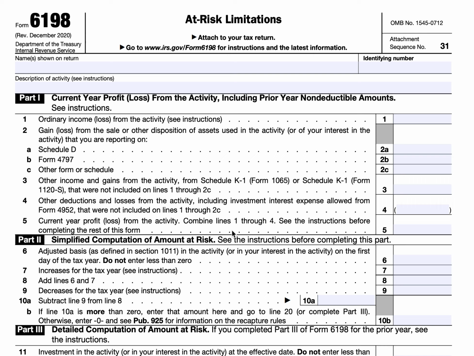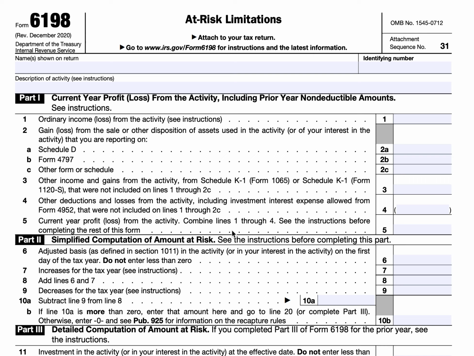So 3, amounts borrowed for use in the activity from a person who has an interest in the activity other than as a creditor or who is a related person. So there's a little bit of nuance in that, but basically, if you had to borrow from a person that is already a shareholder or a partner, or if they're a related party, then the IRS considers that to be not at risk.